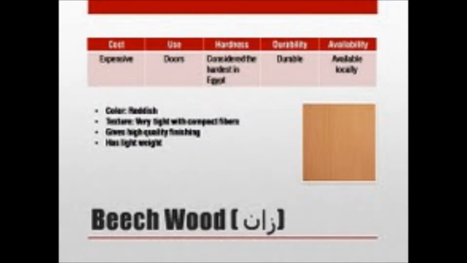Beechwood, known as zen, is more expensive and is used for doors. It's considered the hardest in Egypt and is durable when imported dry. It has a reddish color and is very tight with compact fibers. It gives a high quality finishing and is also light in weight.